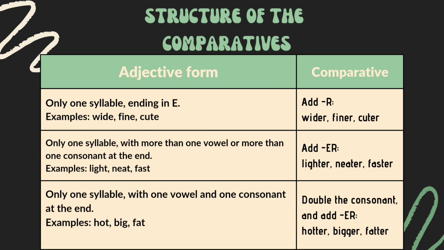Structure of the comparatives. I will explain to you the rules for forming regular comparatives and also show some basic ways of using them. For adjectives that have a single syllable and end in E, add R. For adjectives that have a single syllable but more than one vowel or more than one consonant at the end, add ER. For adjectives that have a single syllable with a vowel and a consonant at the end, double the consonant and add ER.